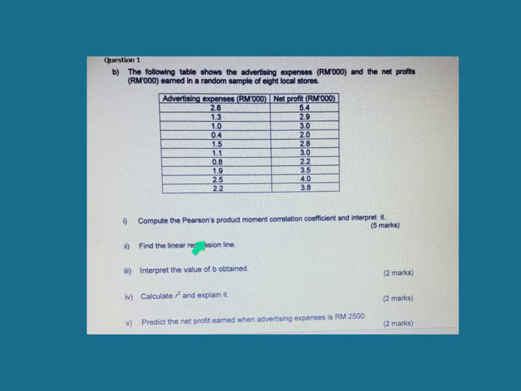Second, find the linear regression line. And third, interpret the value of B obtained. The fourth question is, calculate R squared, which is the coefficient of determination, and explain it. And the fifth question is, predict the net profit earned when advertising expenses is 2,500 RM.